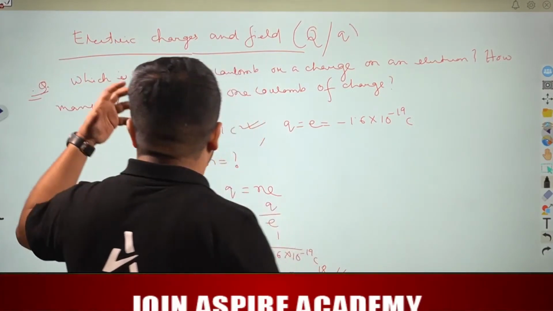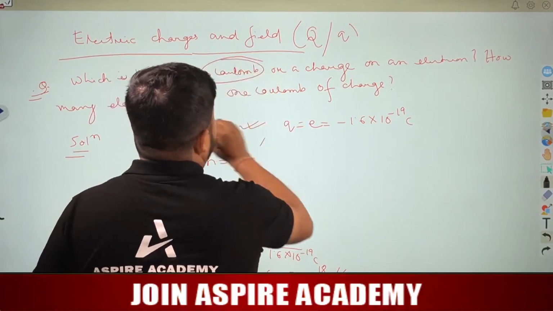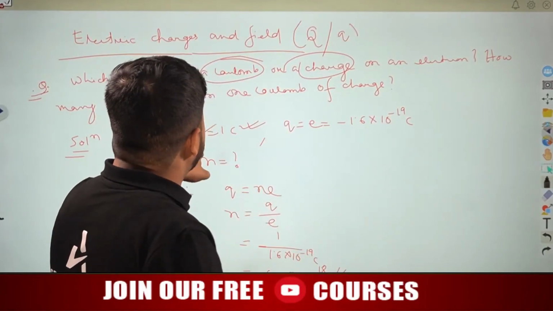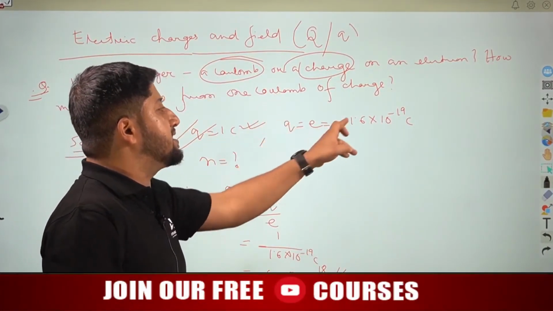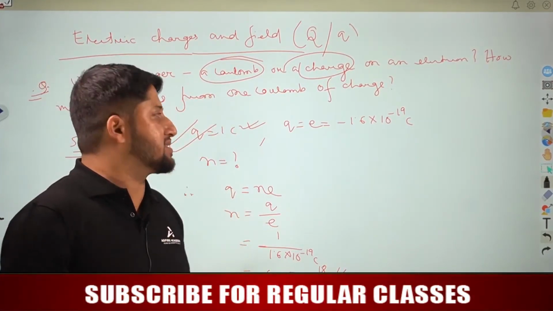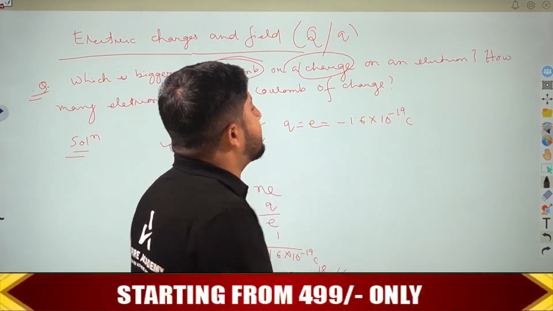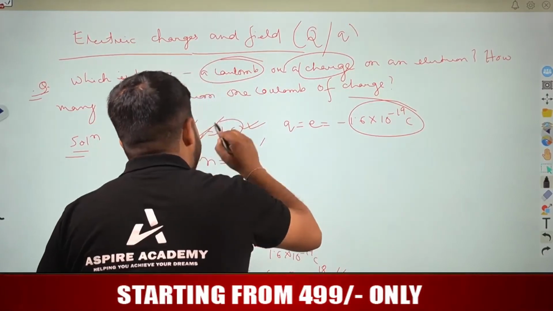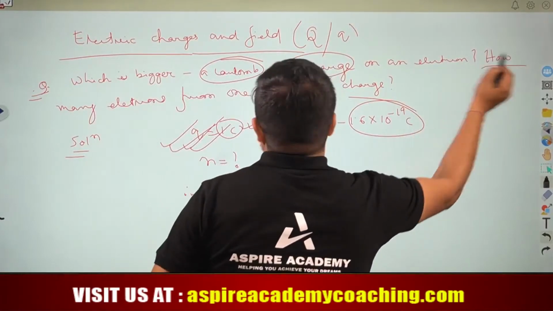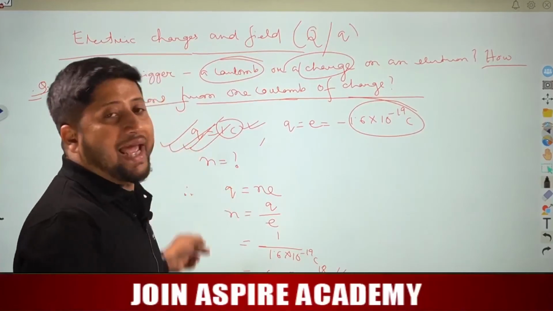So this is the question. I will repeat it. Which is bigger, a coulomb or a charge? Obviously, 1 coulomb. Q is equal to 1 coulomb, and the charge on one electron is 1.6 into 10 to the power minus 19 coulomb. So which is greater? Obviously 1 coulomb is greater. In the next question, how many electrons are there in 1 coulomb of charge? We have to calculate N.